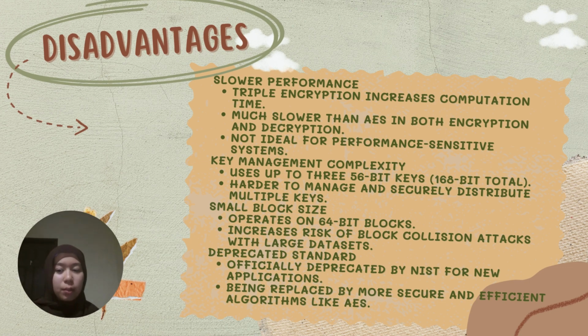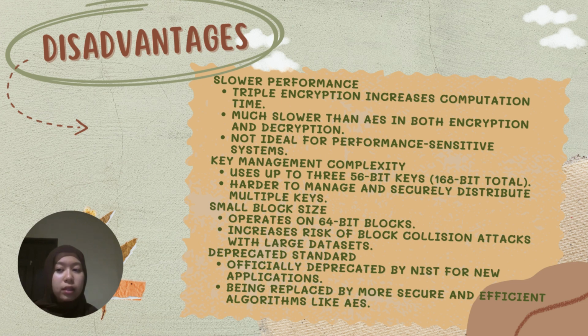Now let's take a look at some of the key disadvantages of the Triple DES encryption algorithm. One of the main weaknesses of Triple DES is its slow performance. Since it applies the DES encryption three times, it's much slower than modern algorithms like AES. This makes Triple DES less suitable for performance-sensitive applications or systems with limited processing power.